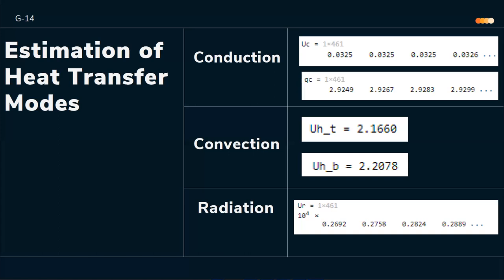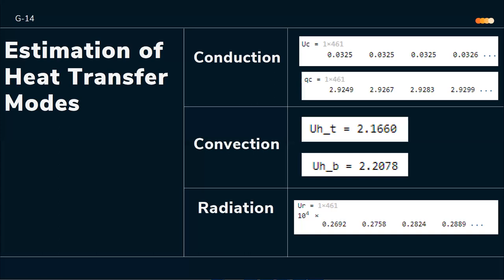The next mode of heat transfer is convection. Heat transfer via convection takes place on the topmost layer, which is in contact with the surrounding, and the bottommost layer, which is in contact with the fluid present inside the multi-layered box. Convection between these layers can be neglected due to the near vacuum conditions between the layers.